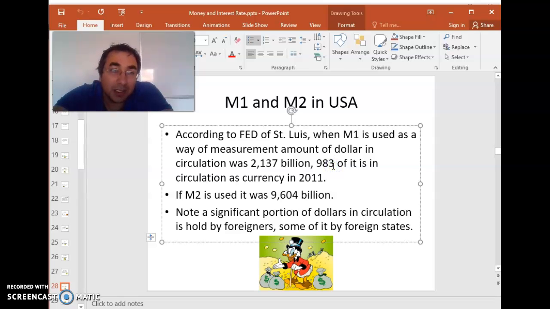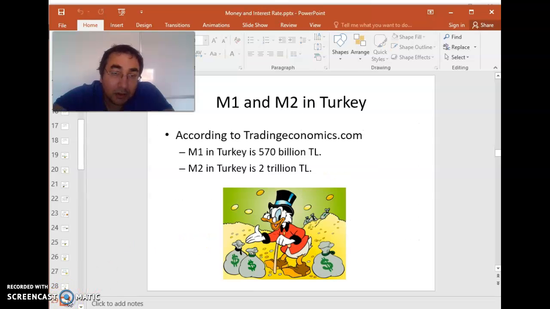But since we are not studying the international economics aspects in this course, because of the Corona crisis case, you might disregard this factor. Just note that that amount is included in this 983 billion dollars. Let's go down. But in Turkey, M1 is 560 billion Turkish lira, and M2 is 2 trillion Turkish lira, or 2000 billion Turkish lira.